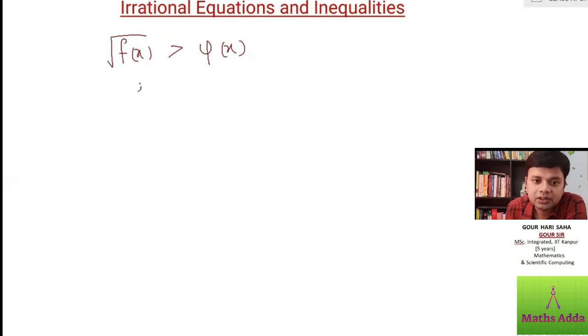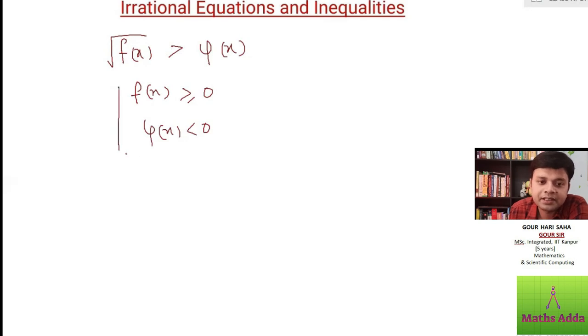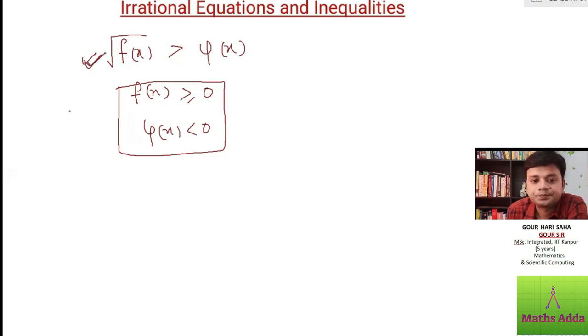First thing is f(x) should be greater than or equal to 0. Now this root f(x) is positive. If psi(x) is negative, then it will always be true, positive is greater than negative. So if psi(x) is negative, all x satisfying this one will satisfy this too. Clear? So whatever answer I get will be the answer for this inequality also.